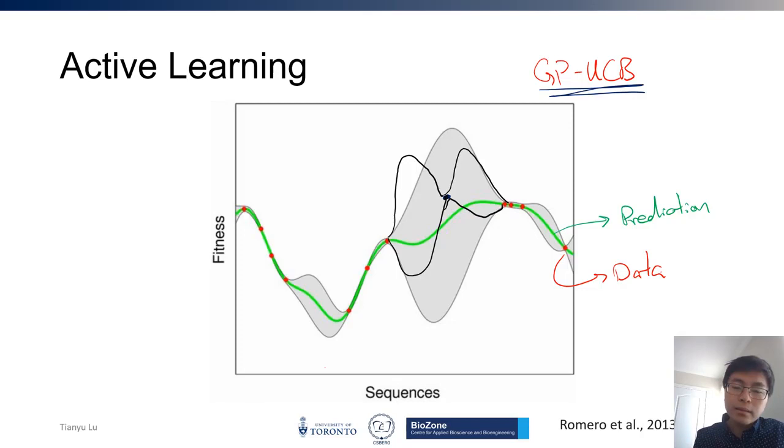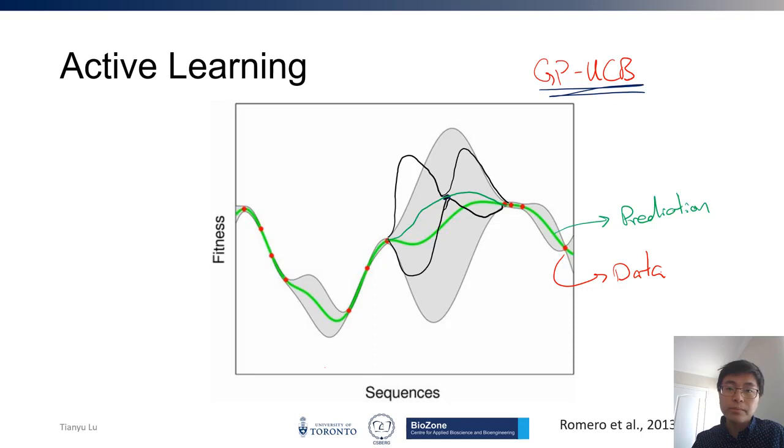Then, again, that green curve is probably going to update as well. It also considers the exploitation, because you're picking out the point with the highest predicted fitness, leveraging that information you already know about your sequence space. The idea behind active learning then is to iterate this dry lab, wet lab procedure a couple of times to hopefully synthesize an even better sequence than ever observed before.